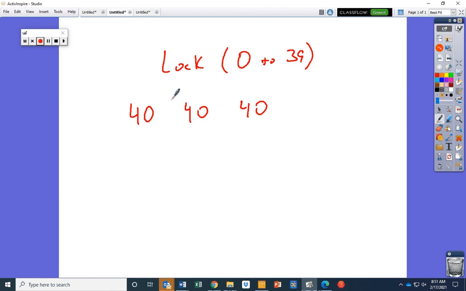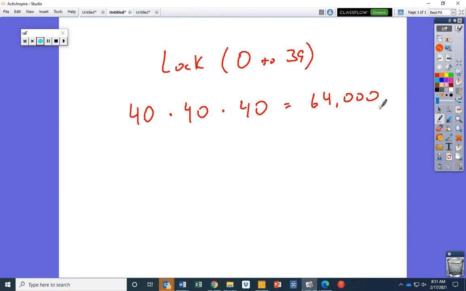40 times 40 times 40. What do you get? Someone do that. Way more than that. 6,400. Way more than that. 64,000. Okay. So Carson, you would have a 1 in 64,000 chance of getting that combination right.